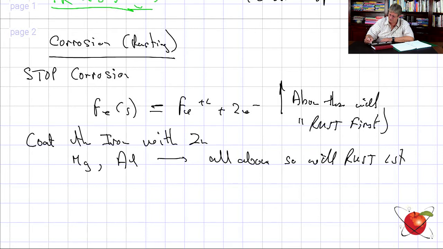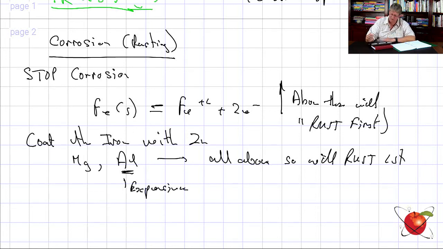So they will rust first before the steel. Now, that's a little bit of a problem with aluminium, because aluminium is expensive. We'll see that when we look at the smelting of bauxite. The aluminium is expensive. Zinc, however, is pretty cheap. Okay? Magnesium is also cheap.